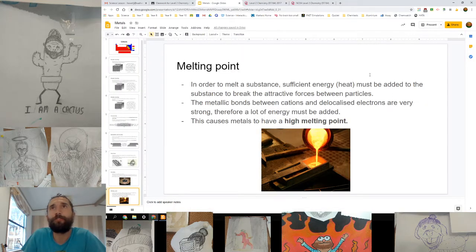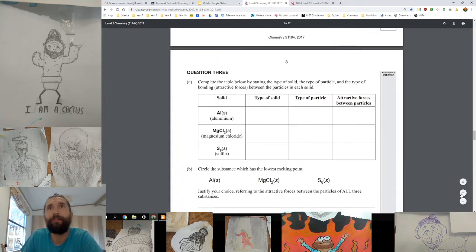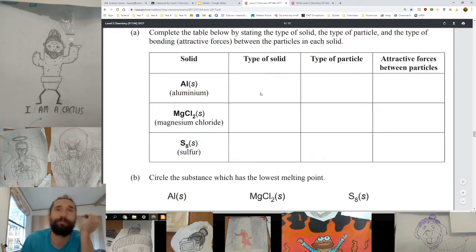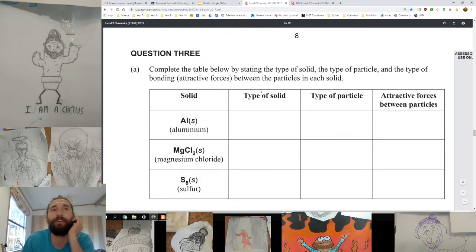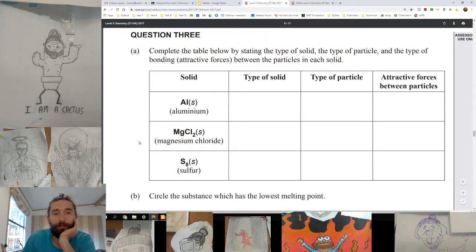Last thing to show you before I give you some work is an exam question, because these are really interesting. This one is from 2017, and a very standard sort of question you'll get is: complete the table below by stating the type of solid, the type of particle, and the type of bonding between the particles in each solid. Now, one of these is metallic, one of these is molecular, and one of these is ionic. I'm going to give you a moment to work out which one is metallic out of aluminium, magnesium chloride, or sulfur.